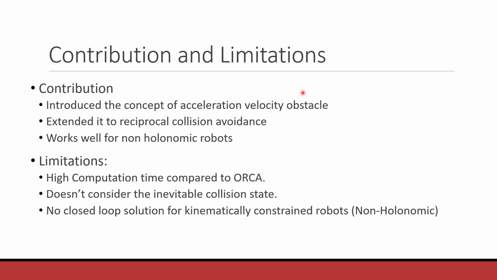So this paper helps in formulating an efficient method of acceleration velocity obstacle and extends this to reciprocal collision avoidance. It works efficiently for non-holonomic robots as well. However, the limitations are that much more computation time is required when compared to the optimal reciprocal collision avoidance, which we learned before this. Even though it is efficient, the paper has no 3D environments, and the possibility of an inevitable collision state is not considered. So what if there is no set of velocities that would help us escape this collision? That kind of state is not considered in this paper as well.